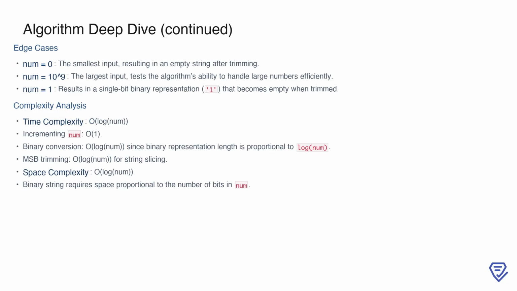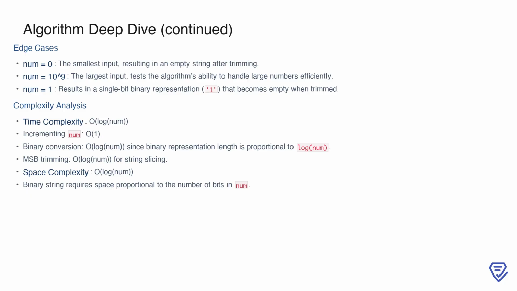Finally, let's consider some edge cases and analyze the complexity. When number equals 0, the smallest possible input, the output is an empty string because the binary representation of 1, after trimming, has no remaining bits. For the largest input, number equals 10^9, the algorithm still operates efficiently, as the number of bits in its binary representation is proportional to log number. Another edge case is number equals 1, where the binary representation of 2 is 10, and trimming the MSB gives an empty string as the result.